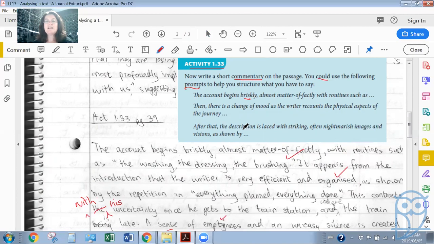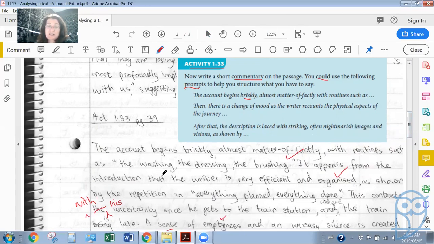Okay, so don't leave out important concepts. But at the same time, don't just talk about everything. There are certain ideas that are important that should stand out. Now let's have a look at what the student said. We're going to run out of time, so I'm just going to read through it. Please bear with me. The account begins briskly, almost matter-of-factly, with routines such as the washing, the dressing, the brushing.